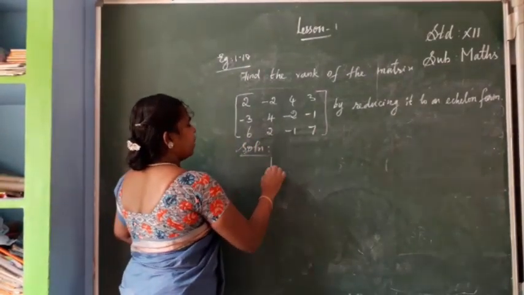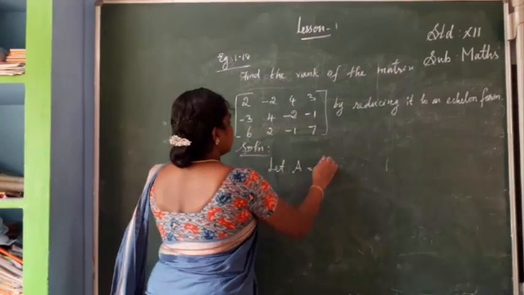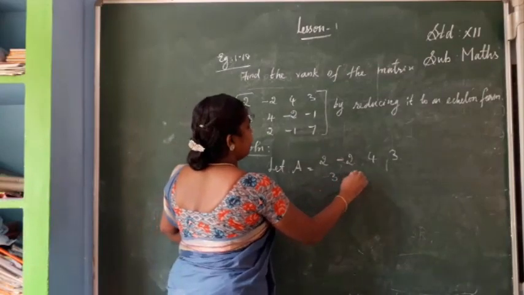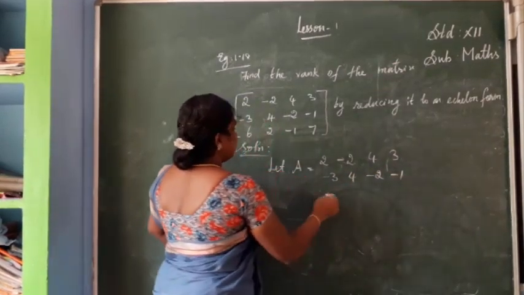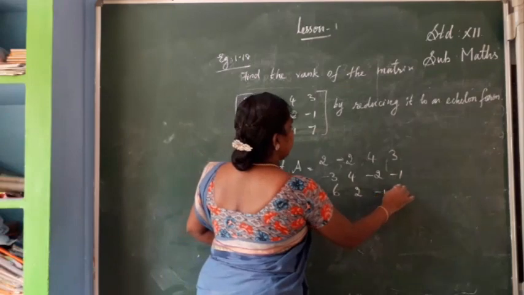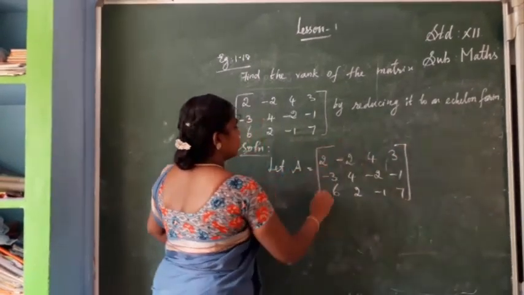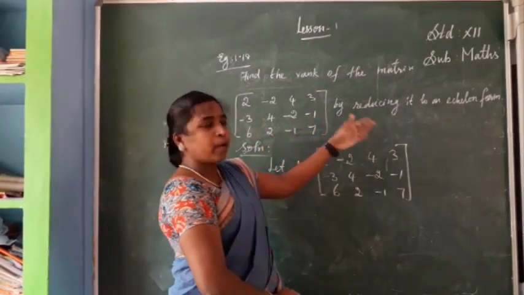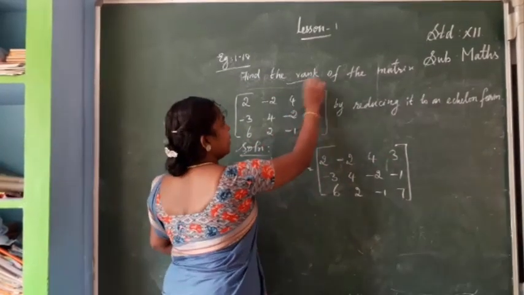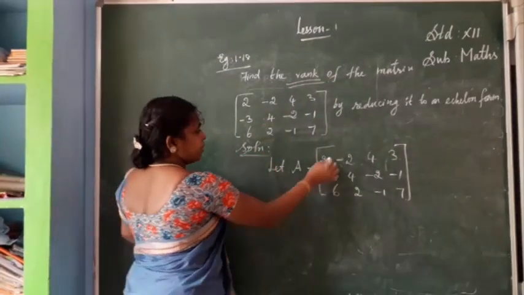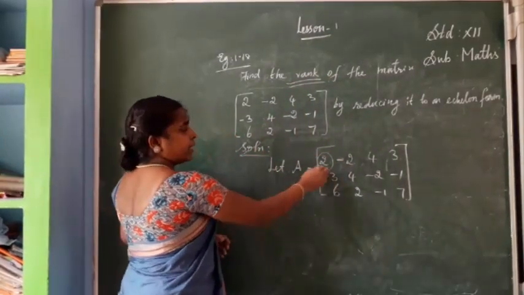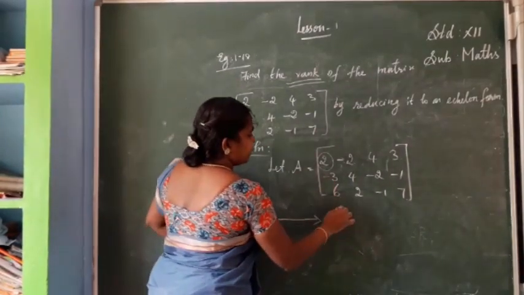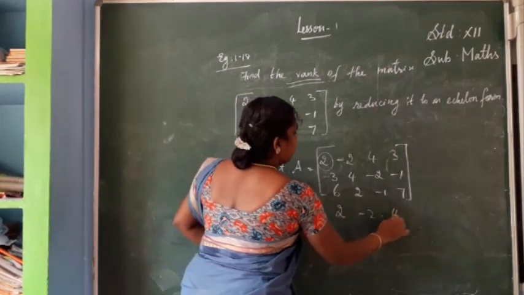So we also write the given matrix. Let A equal to 2, minus 2, 4, 3; minus 3, 4, minus 2, minus 1; 6, 2, minus 1, 7. Okay, so like the last problem, reducing it to an Euclidean form, you want to find the rank. First you have to see the first element. It is a non-zero element, so you can continue. First row, no change: 2, minus 2, 4, 3.